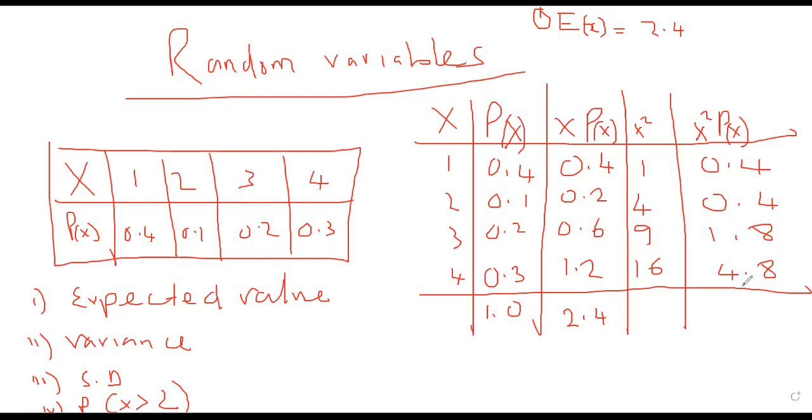Then you're going to total up this column. This is called the summation of x squared px. So totaling this up here, we're going to get 7.4. So this is not the variance, but when you subtract the mean squared from it, what we're going to get is called our variance.